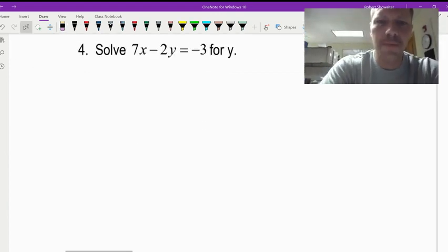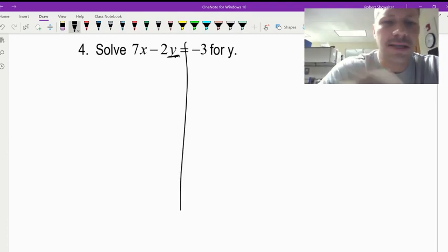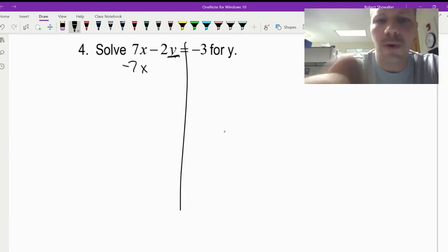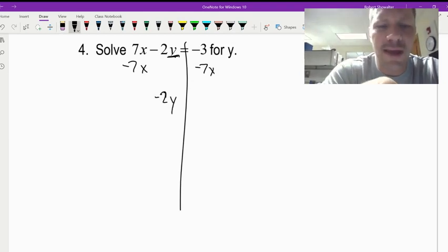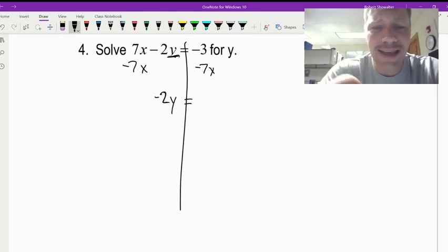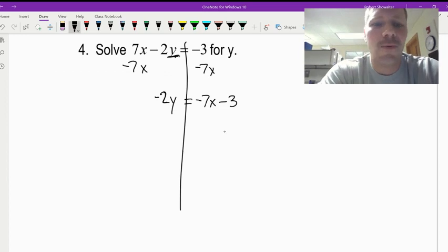Let's get it. Boom. Find where y is. We're solving for y. There's y. Okay, get the rest of this stuff to the other side. Remember, we're pulling this to the right-hand side, and we're pulling it over there. But then we have negative 3 minus 7x. Those aren't like terms. So just write them down next to each other, just like that. Now, we have negative 2 times y.